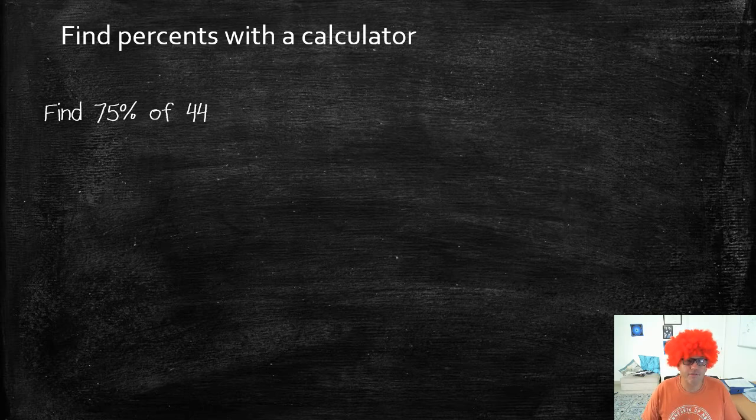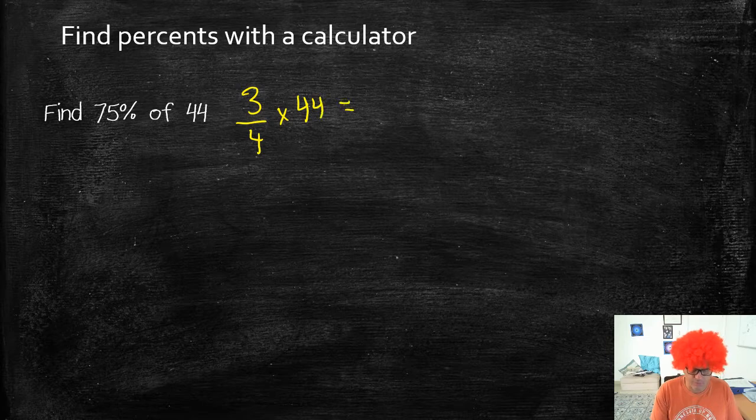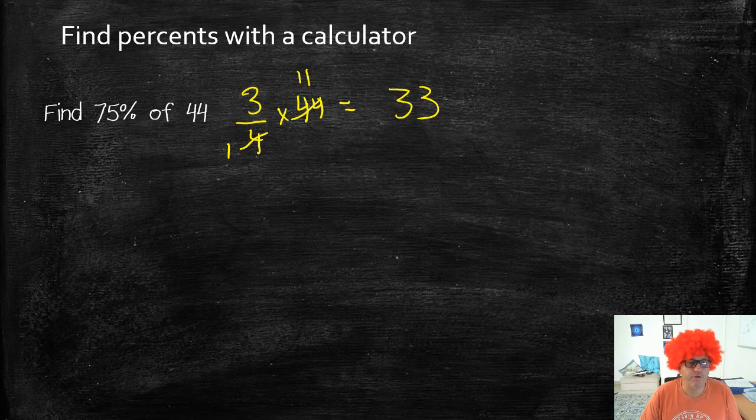So let's look at some percents that we did. We did these type of questions without a calculator not that long ago. So if I wanted to find 75% of 44, well, we know 75% is the same as 3/4 of 44, means 3/4 times 44. And I can cancel, right? I can divide top and bottom by 4. That becomes 1, that becomes 11. 3 times 11 is 33. So 33 is 75% of 44.